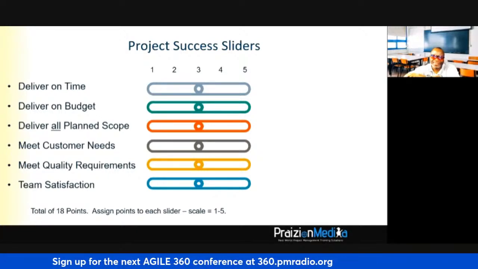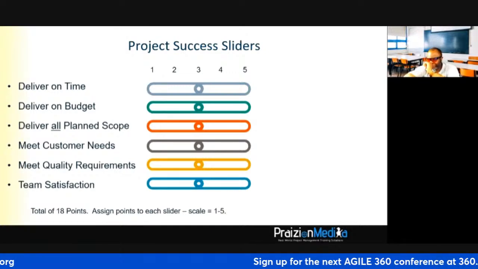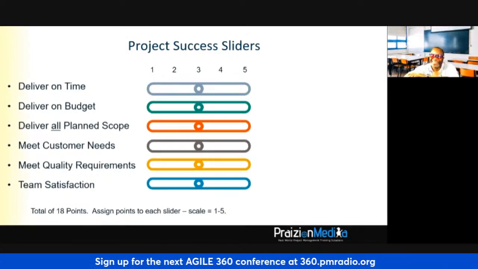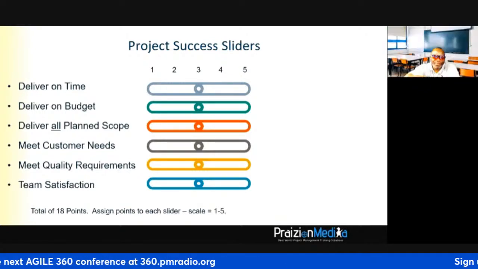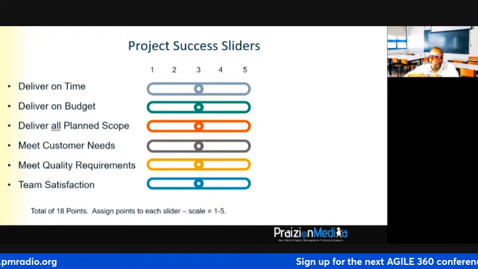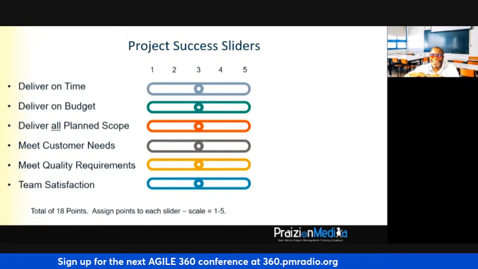So is it deliver on time, deliver on budget, deliver all planned scope, meet? What are the top three for you? Top three. I should have asked the question again. Sorry. Let me do that again. What are the top three? Let's relaunch. Only three. Only three. And you got to remember what Roy just said and what you just chose in the previous question.